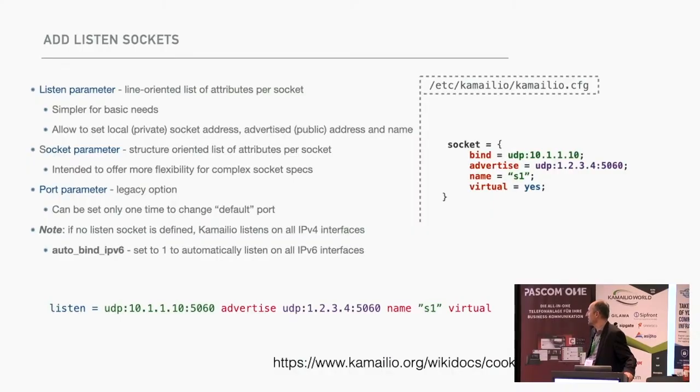You can also specify the advertise address with listen. Socket is a little bit more structure-oriented. Reminding again, if you don't specify explicitly listen or socket, it tries to discover all IP addresses and listen on them, but only for IPv4. If you want to auto-discover IPv6 as well, there is a global parameter, auto-bind IPv6.